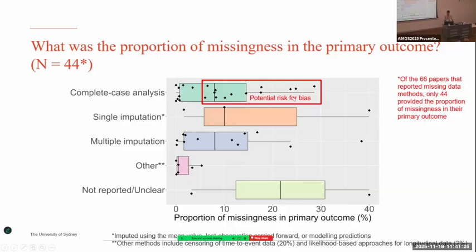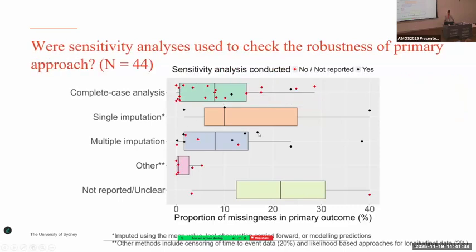So it would be interesting to see whether they did a sensitivity analysis to see how robust the primary results were. And this is what I've done here in the next slide. So we can see in the number of red points that most of these IPD meta-analyses don't report a sensitivity analysis, especially for those that have done a complete case analysis. So it would be interesting to see how much results would change if in these complete case papers, we'd done a different approach, such as a multiple imputation. But unfortunately, these papers did not report this.